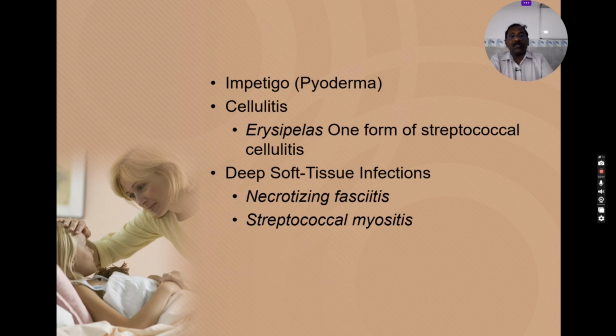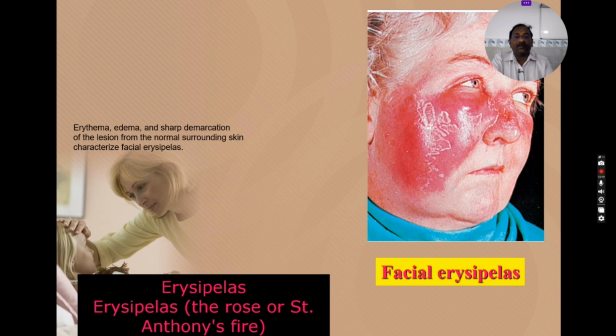So skin and subcutaneous infections: you have the impetigo, also called pyoderma, cellulitis, and deep soft tissue infections like necrotizing fasciitis or the myositis. So these are all deadly diseases. See the erysipelas. So erysipelas, the rose or St.